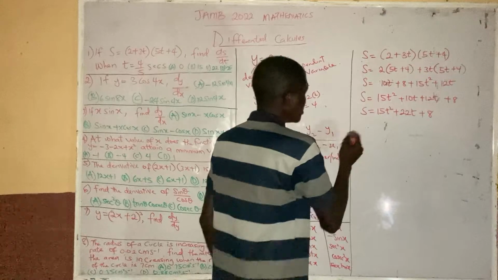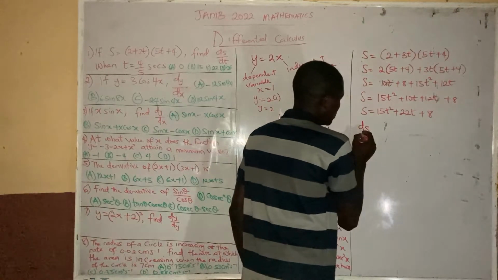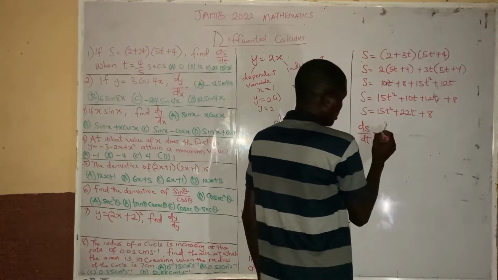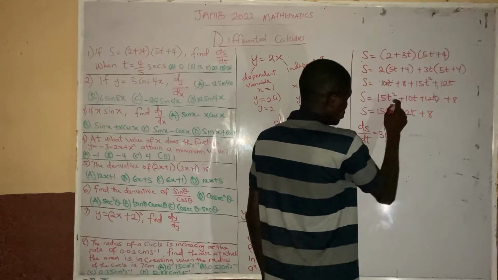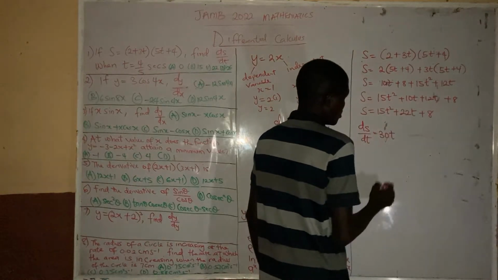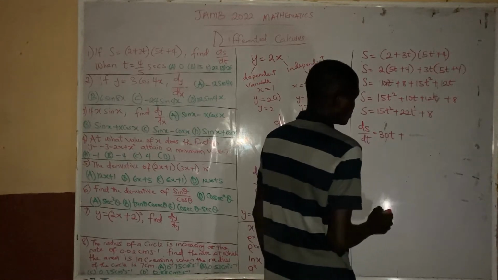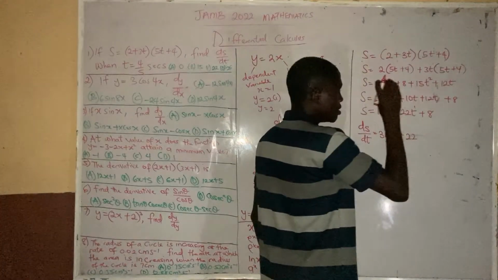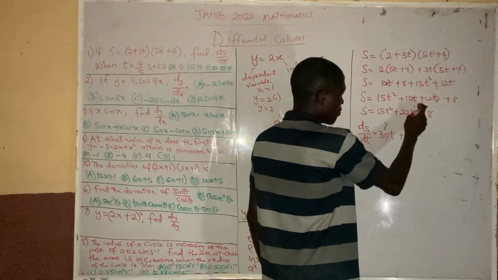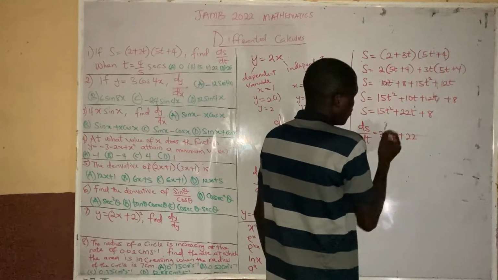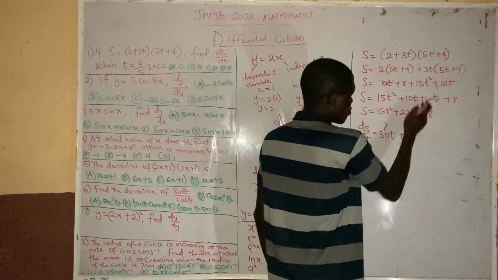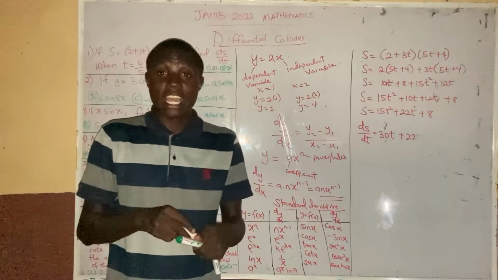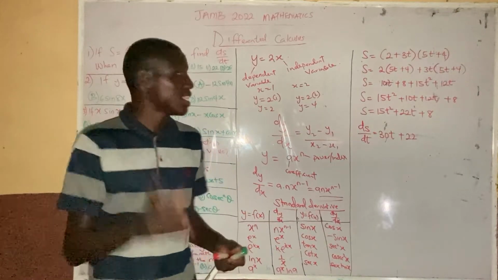Now let's differentiate this. The derivative of x with respect to t: 2 times 15 will give you 30, t to the power 2 minus 1. Plus, now this one is power 1, 1 times 22 is 22, and 1 minus 1 gives 0, so t to the power 0 becomes 1. So we have plus 22. And the differential of 8 is equal to 0.